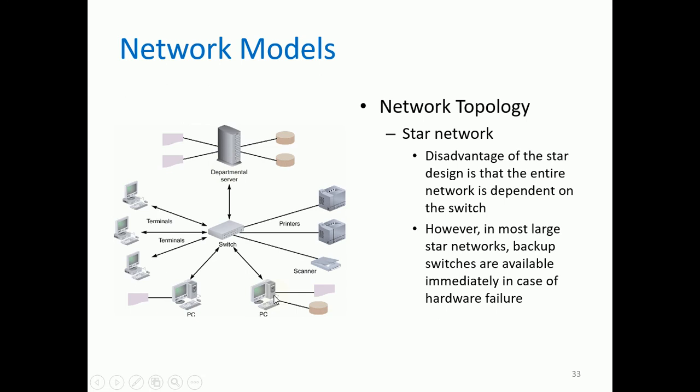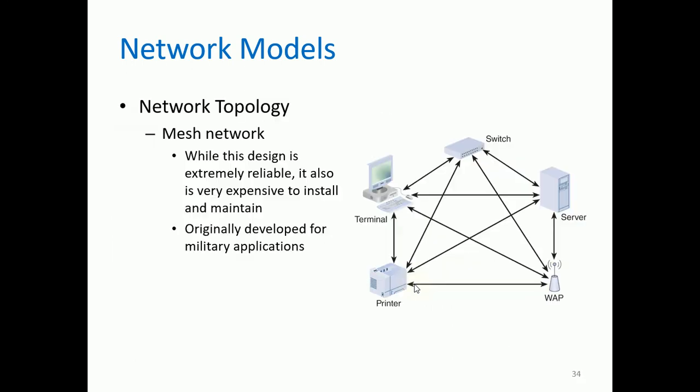However, in most large star networks, backup switches are available immediately in case of hardware failure. To solve the disadvantage of the star design, there are backup switches in case this switch fails because of overload connection. So there are backup switches available, so as not to interrupt the network services.